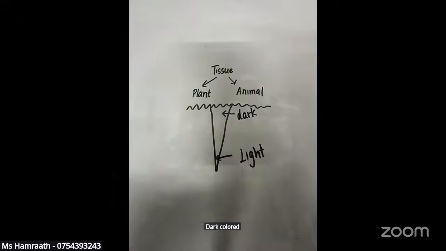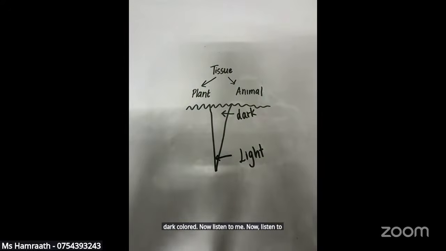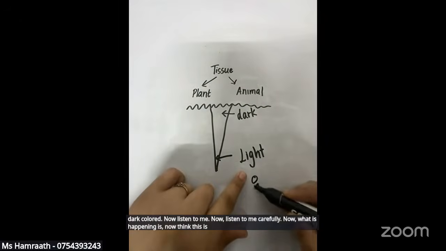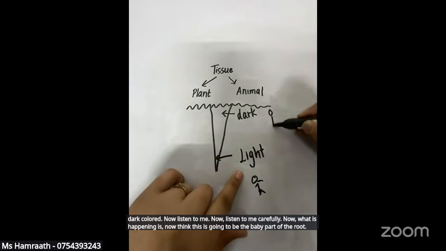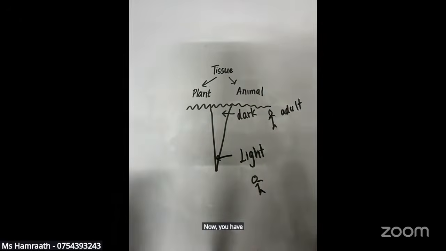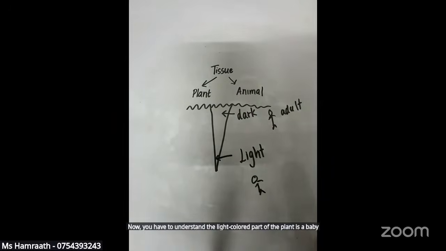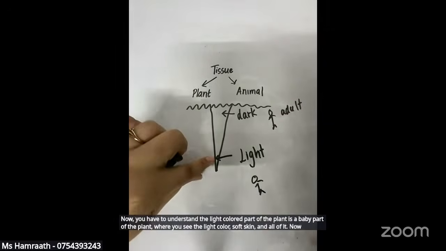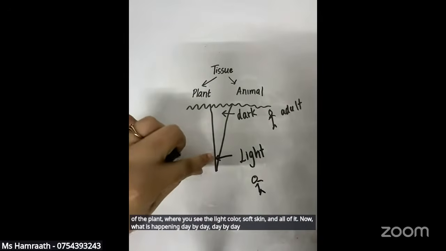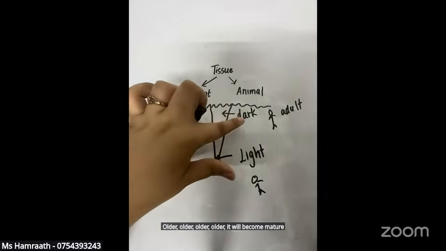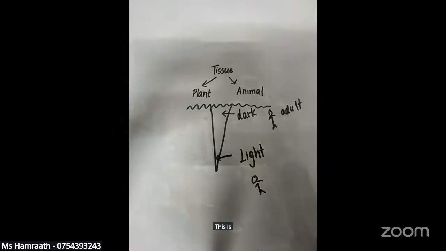Now listen to me carefully. Think this is going to be the baby part of the root, and this is going to be the adult part of the root. The light colored part is the baby part of the plant, where you see the light color and soft skin. Day by day this part of the root will become older and matured. It will become dark. This is what is happening.